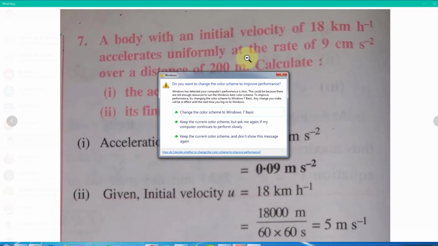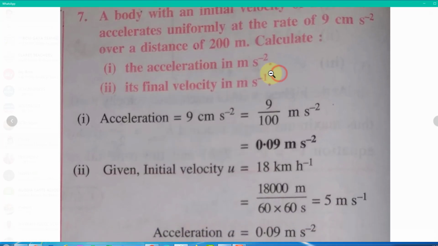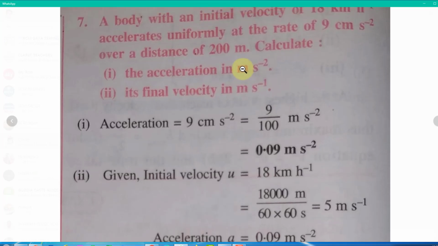Okay, next, body is moving with uniform acceleration. It is mentioned that body is moving with uniform acceleration. It means we can use any equations of motion here. And what is the uniform acceleration? 9 cm per second square. Distance is given 200 meter. We have to find acceleration in meter per second square and final velocity in meter per second.